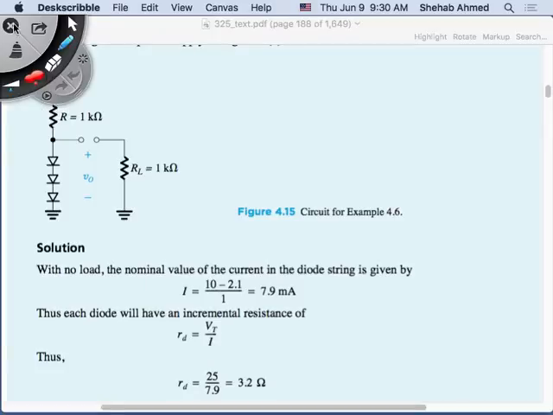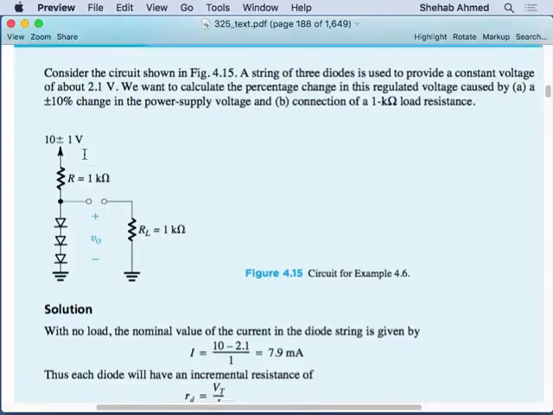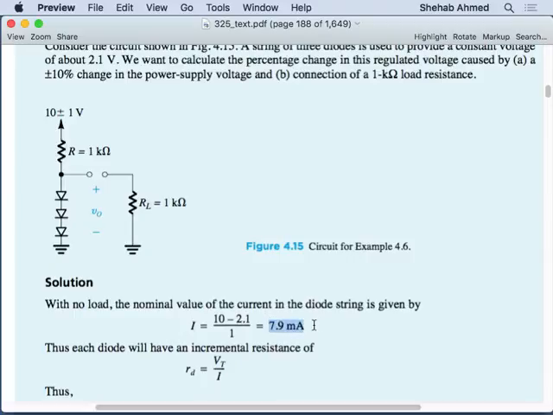They want you to first calculate the DC operating point. Remember, first you have to calculate the DC operating point, and we will not consider the ripple. The plus or minus 1 volt is a ripple, right? We will not consider that in the DC operating point. So first, we calculate the DC operating point: 7.9 milliamps.